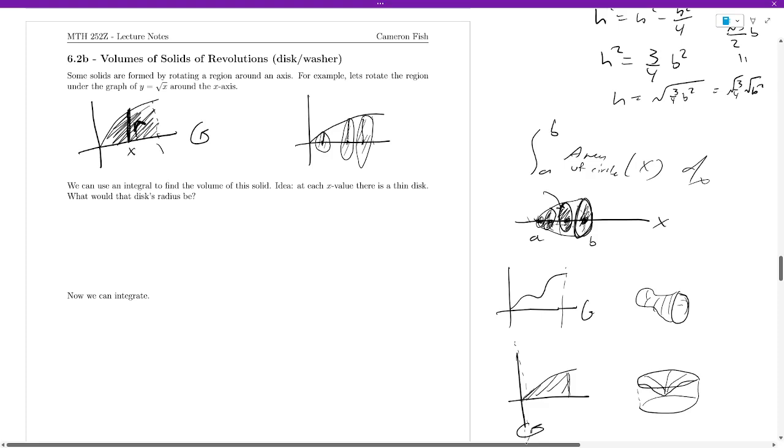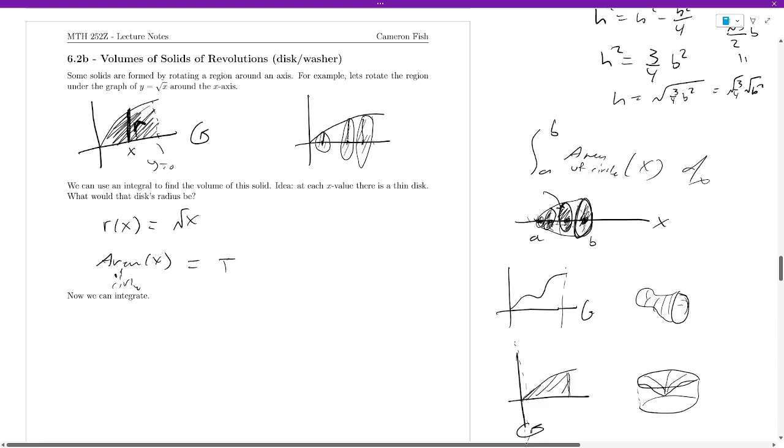Okay, so I want to find a function for my radius as a function of x, and I'm going to use that to get an area of my circle as a function of x. The radius is just this geometric length. So just like before with the area between curves stuff we were doing, it can be the top function minus the bottom function. Top function here is just root x, and the bottom function is y equals 0. So I can just write root x. My cross sections are circles with radius root x.